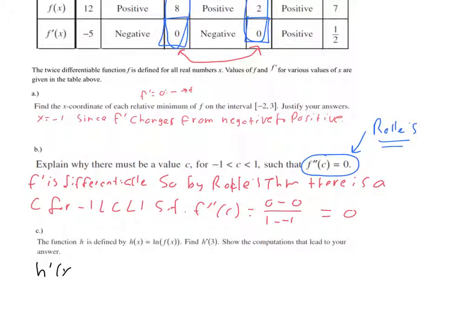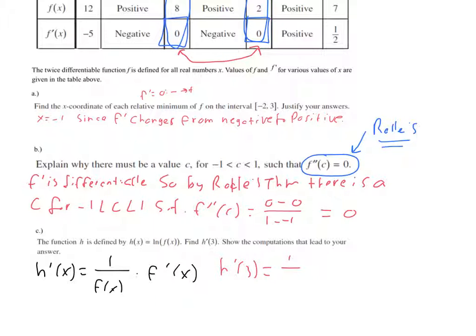h prime of x is equal to... The derivative of a natural log function is 1 over whatever is inside that log times the derivative of what's inside there. And so what is h prime of 3? h prime of 3 is equal to 1 over f of 3.